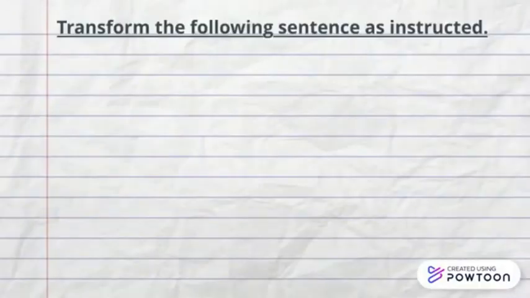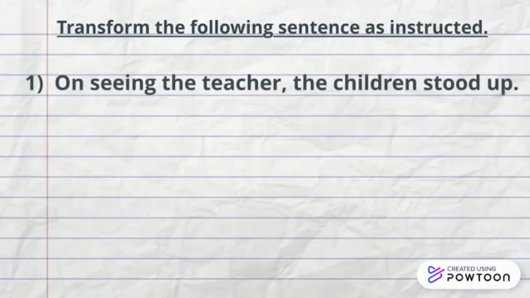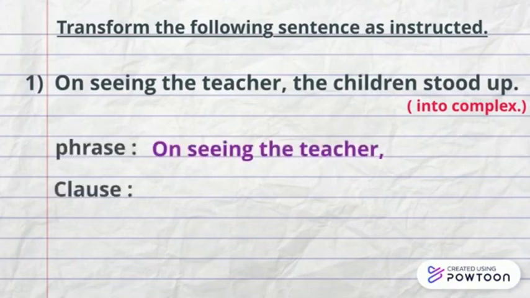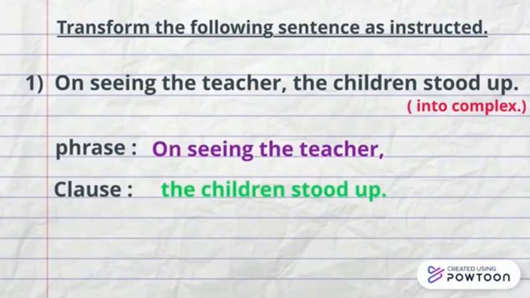Now, let us try to transform the following sentence as instructed. On seeing the teacher, the children stood up. We have to change it into a complex sentence. This is a simple sentence which has a phrase and a clause. On seeing the teacher is the phrase and the children stood up is the clause. To transform a simple sentence into complex, we need a subordinate clause and a main clause. We already have a main clause, so just change the phrase into a clause.